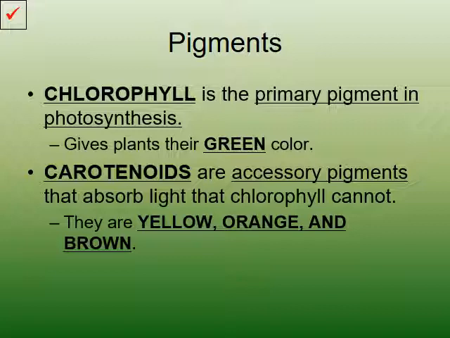Now, there are other pigments inside of a chloroplast as well. These are called carotenoids. They are accessory pigments that absorb light that the chlorophyll cannot. And these are primarily yellow, orange, and brown. So if you think about when the temperature starts to get colder and there's not as much sunlight, so think autumn. Trees' leaves gradually turn from green to brown, yellow, and orange.